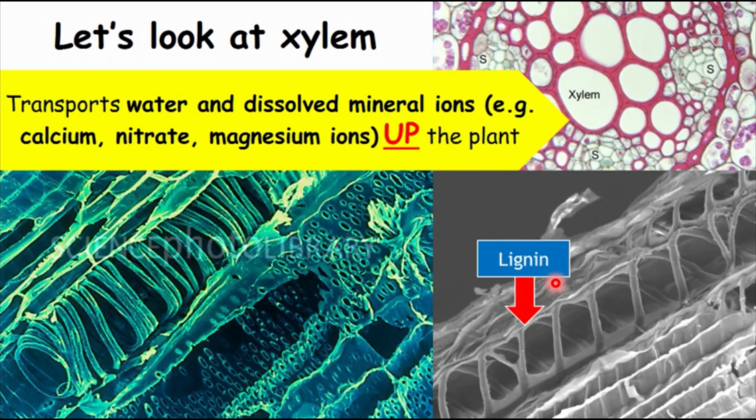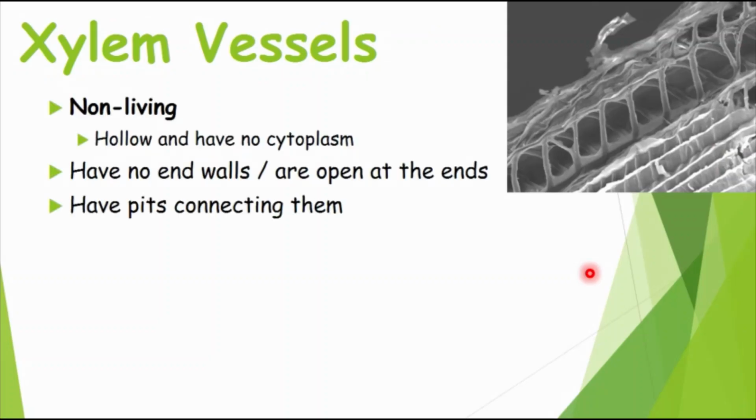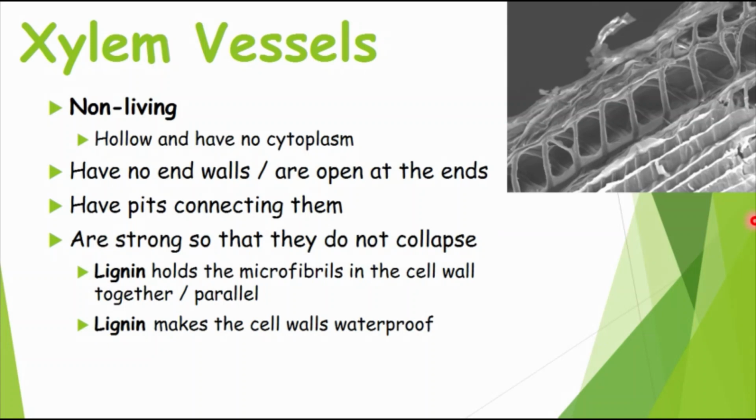If you go back a little bit, you notice that our xylem vessel is not just one big straw-like tube, there's usually lots of them together, so they have little pits connecting them so that water can flow between different xylem tubes. And they are so strong that they do not collapse under the tension of moving water from the root up to the leaf. And that's to do with that spiral of lignin that we talked about. Lignin is going to hold the microfibrils in the cell wall together, or make them parallel, so they lie flat and nicely together and are nice and strong. And it also has a function in making the cell walls waterproof.